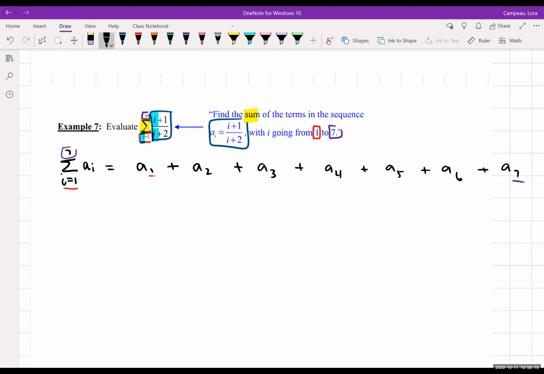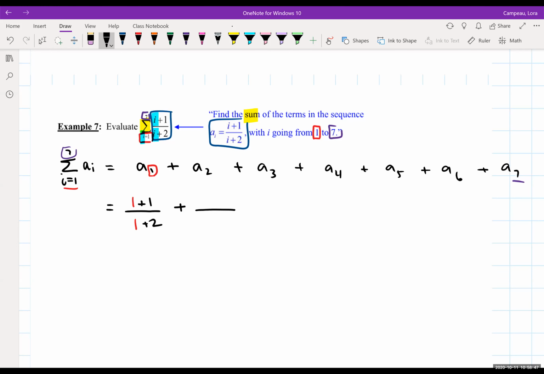So I'll take it where I'm kind of showing this all at once. But if a sub i is (i plus 1) over (i plus 2), pretty much you're plugging in for whatever term you see as the subscript. So here for the first term, a sub 1 is (1 plus 1) over (1 plus 2). Separate this by a plus sign because we have the sigma notation.